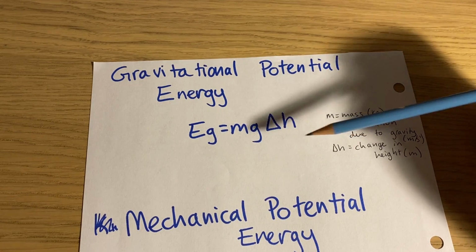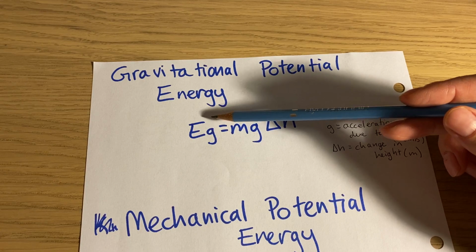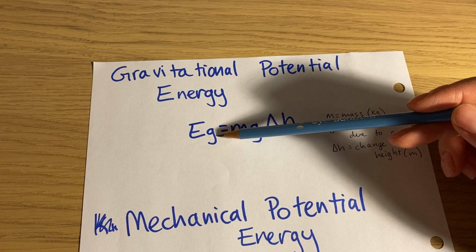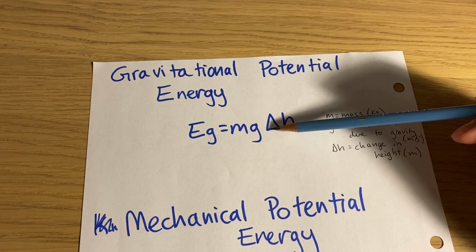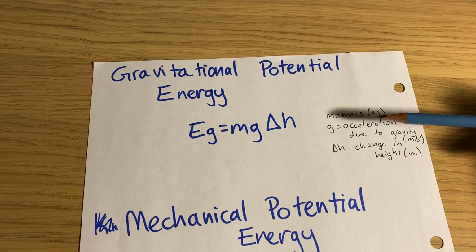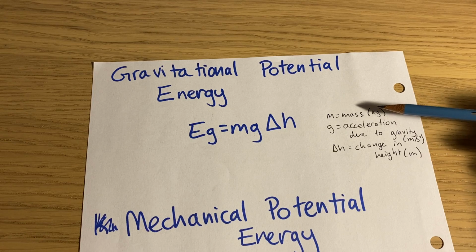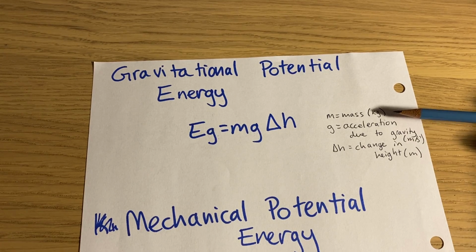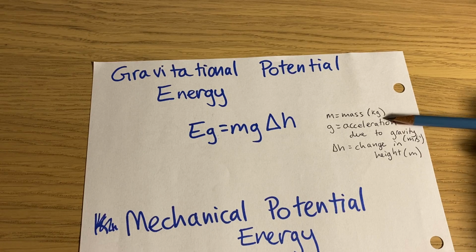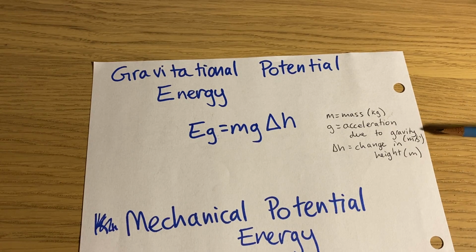So the equation for this is E, with little g for gravitational potential energy, is equal to mg delta h. What do those mean? So m is for mass. We measure mass in kilograms. That's the SI unit, or standard international unit, that all scientists use for mass. In this case, kilograms is what we'll use for our calculation.